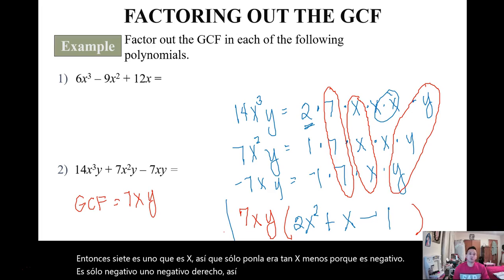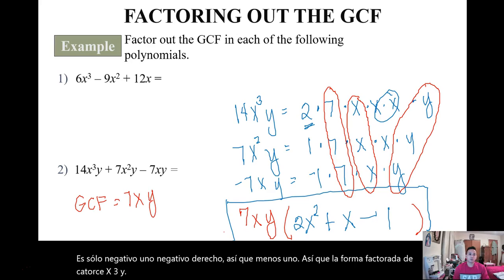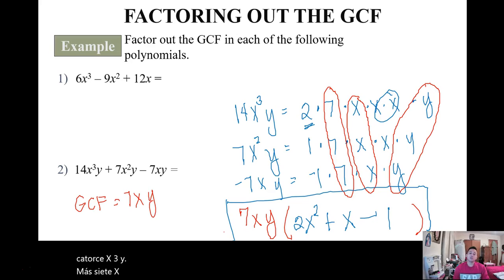So the factored form of 14x cubed y plus 7x squared y minus 7xy is equal to 7xy times 2x squared plus x minus 1. All right, so that is how we do factoring using your GCF.